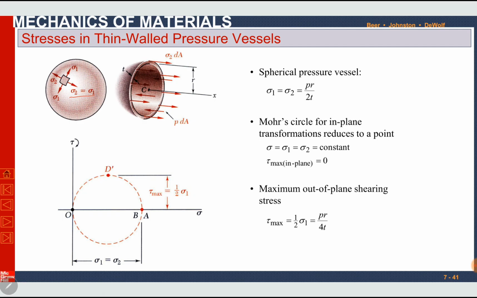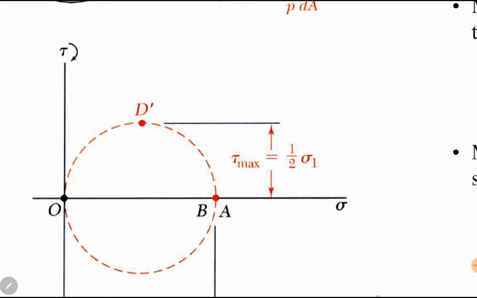We can draw a Mohr circle for it as well. Sigma 1 and sigma 2 are principal stresses, non-zero principal stresses, and both are the same. If they are both the same, they lie at the same point, point A and point B both the same. The radius of this circle is 0, so this circle is actually a point. You will denote it as a dark point. So this point shows the in-plane circle, and tau maximum in plane is 0. Always for spherical pressure vessels, tau maximum in plane will be 0.